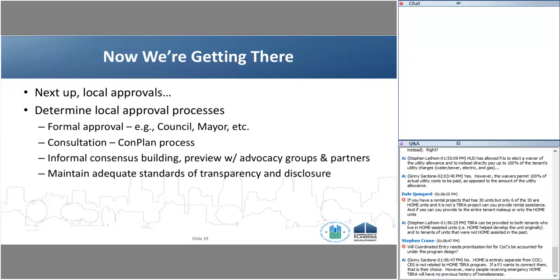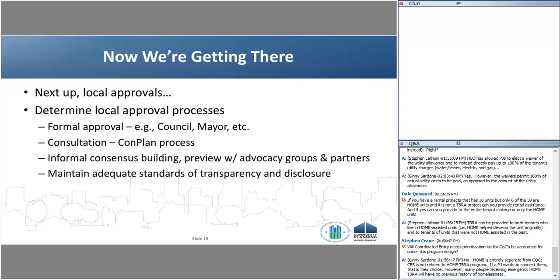So we've got to start getting the needed approvals. First, of course, we have to determine what that looks like within each PJ. For some of you, that means going to City Council. For others, it's going to be the Mayor's office, maybe the County Board of Commissioners. For state PJs out there, maybe it's the Executive Director of your HFA, if that authority has been delegated there. Maybe it's the Governor herself.